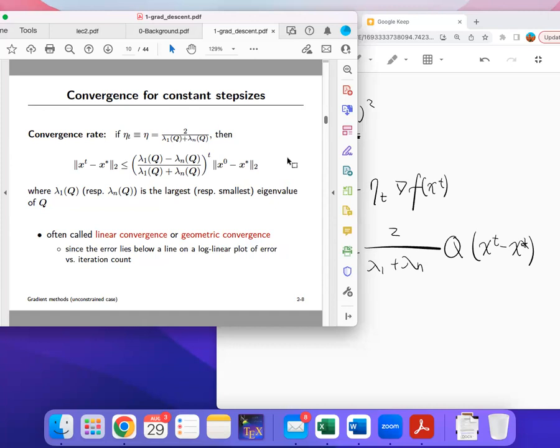We call this convergence geometric convergence or linear convergence. Right? Geometric means something to the power of t. This decays geometrically or linearly.